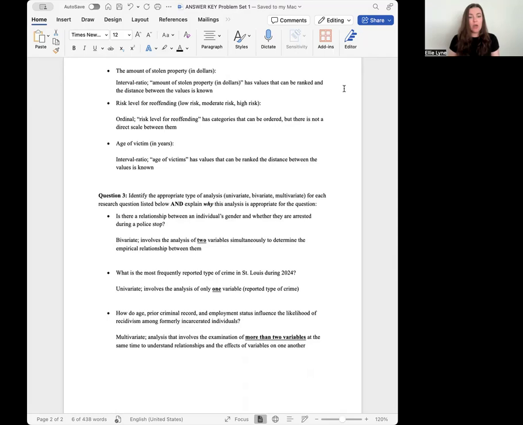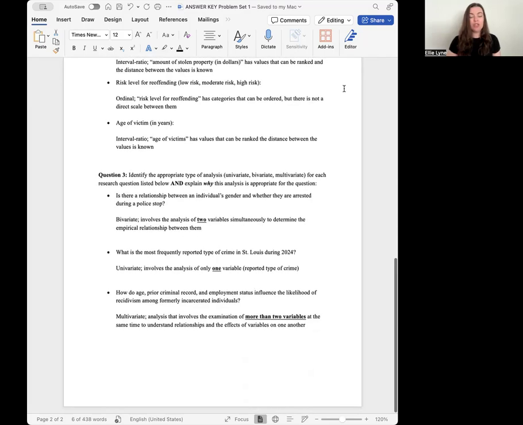Last example here for level of measurement is age of the victim measured in years. This is an example of an interval ratio level variable. It has values that can be ranked, and the distance between those values is known. So we know that an 11-year-old victim is 6 years younger than a 17-year-old victim. And so again, that's something that we can measure. We could have any example in that scenario and know that the measurement and increment between those, or in other words, our interval, is a year at a time. And so there is a measurable distance for us.